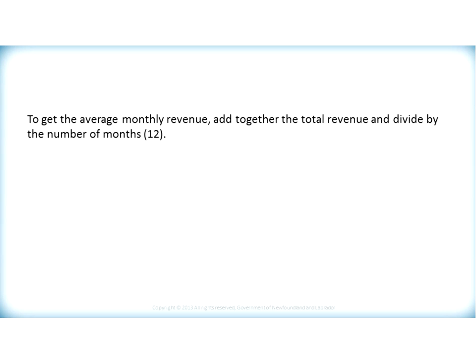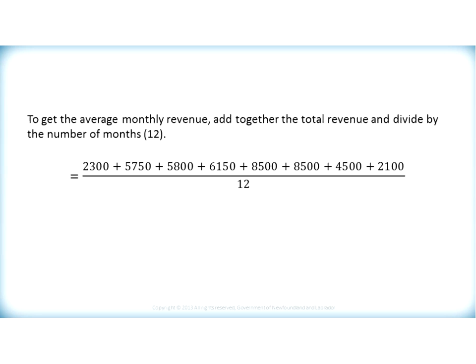We're going to do the same thing now with the revenue. To get the average monthly revenue, we're going to add together the total revenue and divide by the number of months. And once again, I left out those months where there was 0 revenue. So I add together all of the revenue that she received, and then I divide that by 12. The total revenue she received for the year is $43,600. Divide that by 12, works out to an average monthly revenue of $3,633.33.